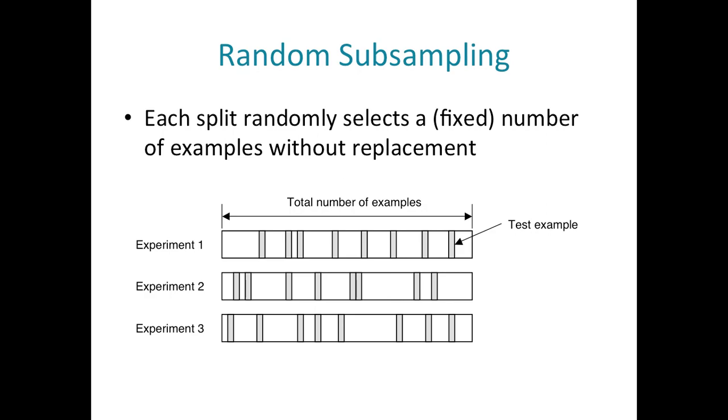Another of the non-exhaustive cross-validation techniques that we're going to be looking into is called random subsampling. The way this works is that for each run that we consider, we randomly select a fixed number of data points without replacement, meaning that once we select a data point, we cannot select it again. The data points that we select are the ones that are going to be part of our testing data set.